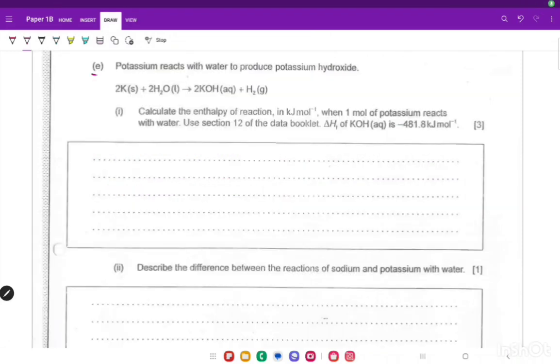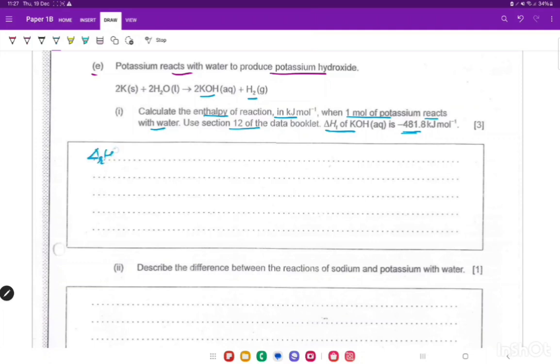Now part E. Potassium reacts with water to produce potassium hydroxide, and the reaction is 2K + 2H2O gives 2KOH + H2. Calculate the enthalpy of reaction in kilojoules per mole when 1 mole of potassium reacts with water. Use section 12 of the data booklet. The enthalpy of formation of KOH is minus 481.8. I have to calculate the enthalpy of reaction.